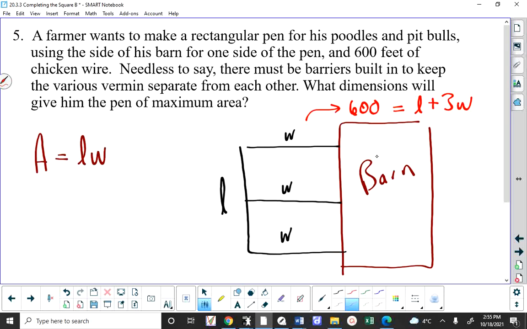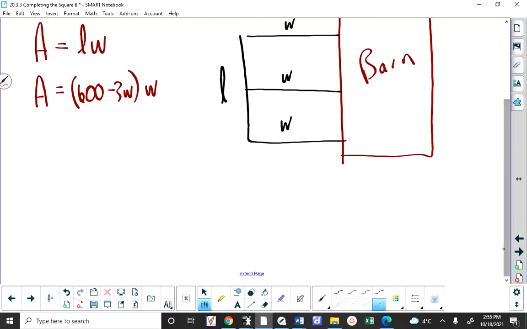I really hope it's clear that we want to rearrange this for L and get rid of L, even though we could rearrange it for W to get rid of W. If we rearrange it for W, we're going to have fractions, because you're going to have to divide everything by 3. So what I would do is rearrange it for L and get A equals L, which is 600 minus 3W, times W. And this one will be quick and easy to answer from here, not a bunch of weird decimals. When I expand this out, I'm going to get A equals negative 3W squared plus 600W.